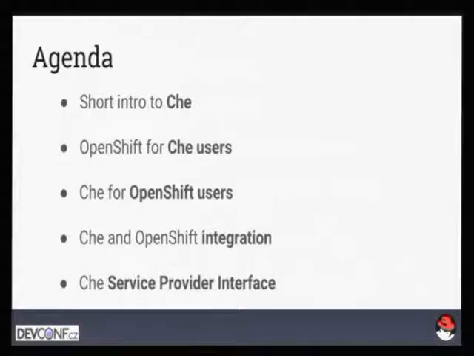So we are gonna see what is Che, what it does, how it works. And we're going to see also the value of using Che with OpenShift and the other way around. So what's the value for an OpenShift user to have Che integrated with OpenShift? And after that, we're going to do a couple of demos to see what we are working on. And we are going to have also a little surprise at the end of the talk.